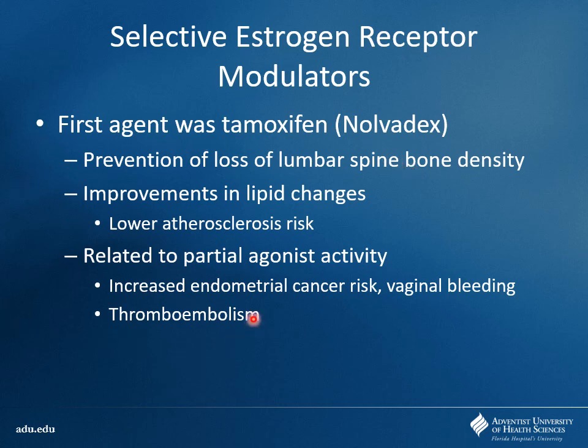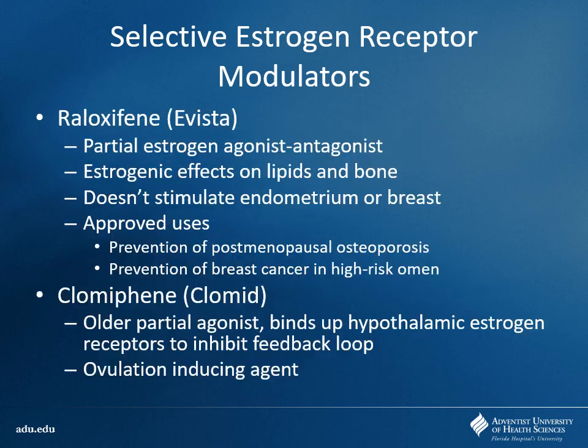However, this one's not great, mainly because of the increased risk for endometrial cancer, especially in those who still have an intact uterus. Usually you need some sort of progestin on board to help prevent that from occurring. There's also some risk for thromboembolism. So it's a good drug, and it's one of the first ones we had in this classification, but it's not used quite as much as a first-line agent anymore.